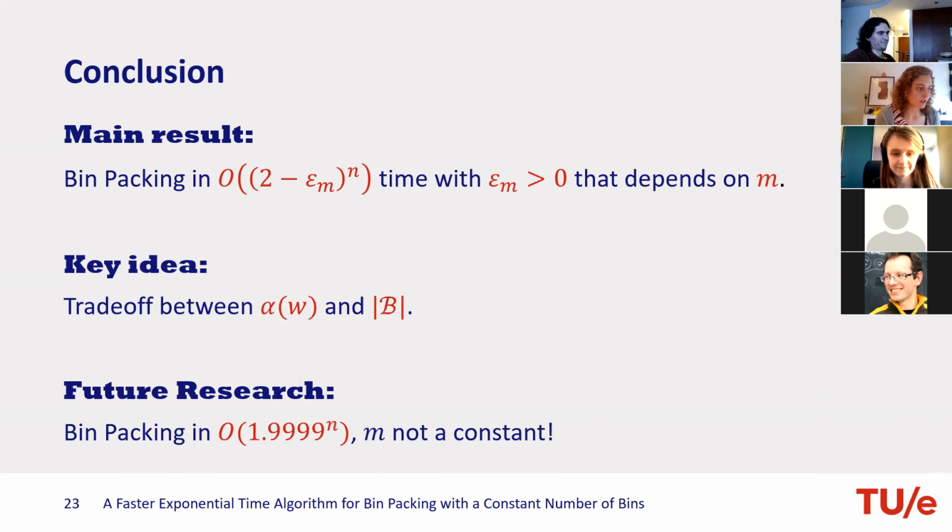And of course, future research, it would be really cool to show for bin packing in general, for a non-constant number of bins, that it's faster than 2 to the n. However, a lot of our ideas really work on this assumption that m is constant. So you really need new ideas and new insights to come to a faster algorithm. So I'm not sure whether it exists, but I think it might be a hint that it might exist. I think I'll leave it at that.